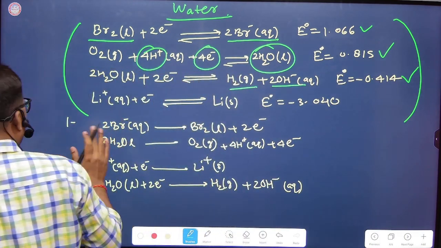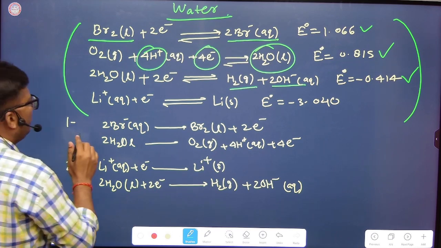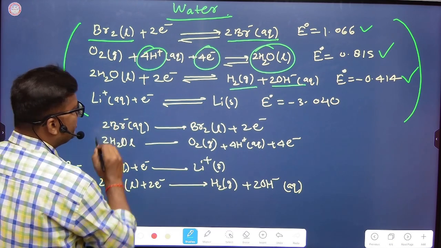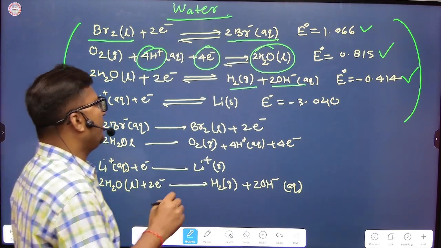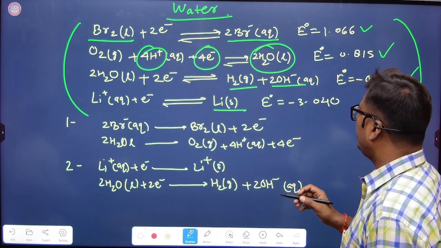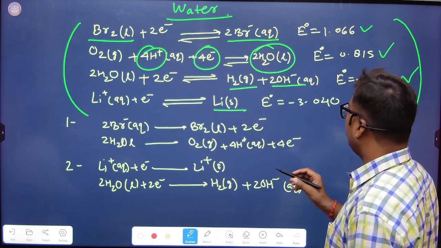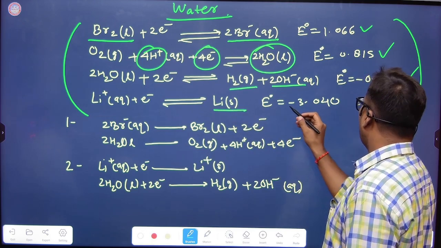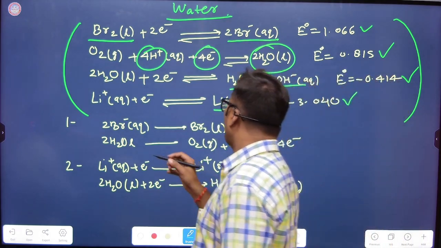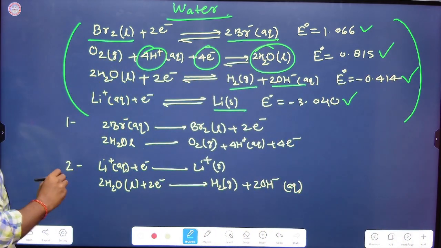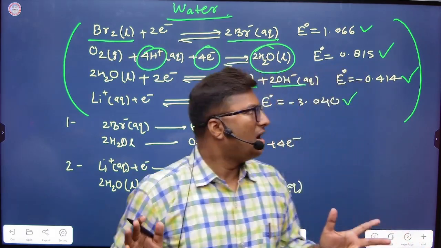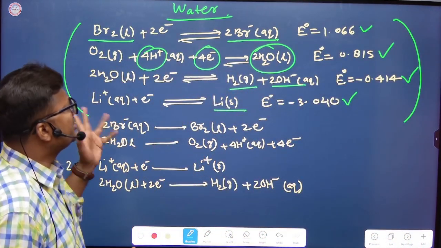Now the fourth possibility, in the water, is that Li+ aqueous, once it receives 1 electron, is reduced to lithium solid, and the electrode potential for this particular half-cell reaction is E0 equal to minus 3.040 volt, right? So these are the 4 half-cell reactions or reduction reactions that can occur at the cathode of an electrolytic cell.